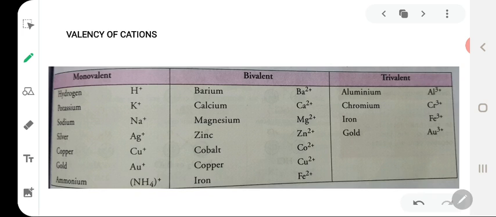Now positive ions may be monovalent, bivalent, trivalent, tetravalent, depending upon the charge present on them. Like as you can see in the picture right now, hydrogen, potassium, sodium, silver, copper, gold, ammonium, these are all monovalent ions. Similarly, barium, calcium, magnesium, zinc, cobalt, copper and iron are bivalent, while aluminium, chromium, iron and gold are trivalent.